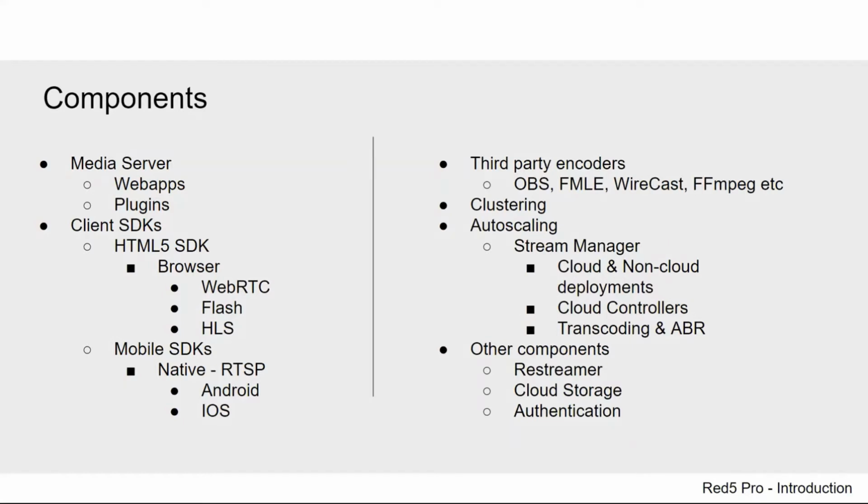Each of these has a fallback order. You can define your own fallback order, and you can start with, let us say, WebRTC. If the person's browser doesn't support WebRTC, the SDK will automatically fall back to the next available protocol, RTMP or HLS or whatever.